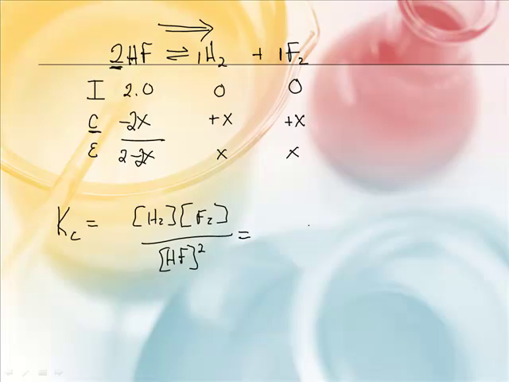Okay, so now I just plug in some numbers. Actually, first of all, I do know the value for K. It was given in the problem: 1.5 times 10 to the negative 5.